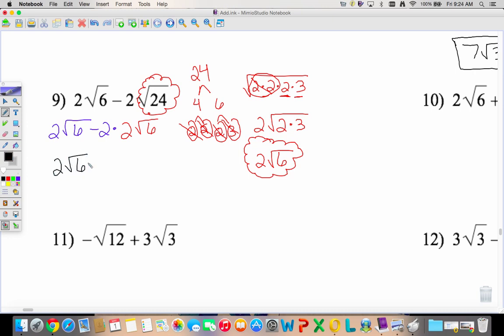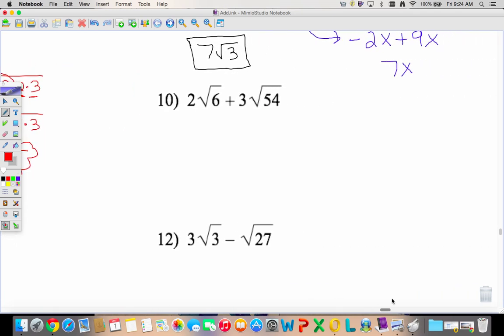And now we're going to go ahead and simplify. 2 square roots of 6, negative 2 times 2 is a negative 4, square root of 6. Since now we have the same number under the square root, we can go ahead and combine these. So 2 minus 4 is a negative 2, and we have the square root of 6. Let's see. Next one that I'll do, we'll do number 10.